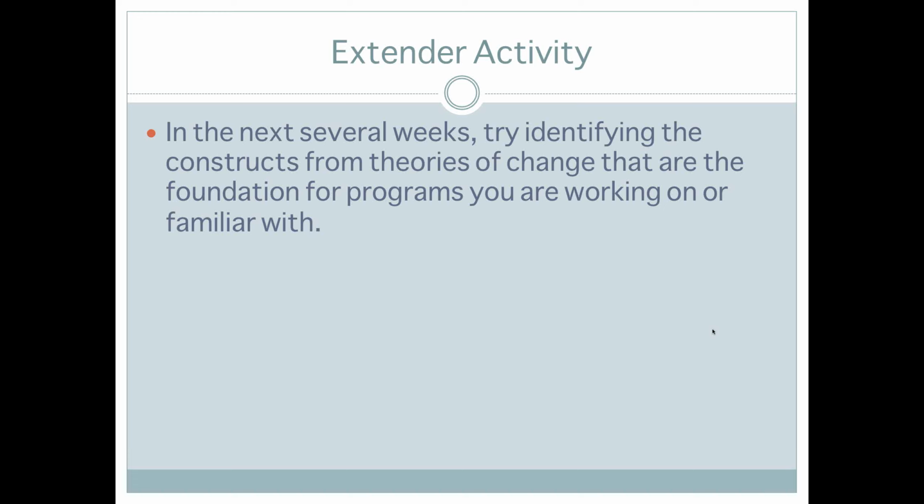So one of the things that I think would be helpful for you to do is, over the next couple of weeks, try to pick a program that you're working on or that you're interested in or familiar with, and then try to identify constructs from the theories of change that you think are the basis of the program. That might be a good way to play a little bit more with the theories and understand how they are different from each other.